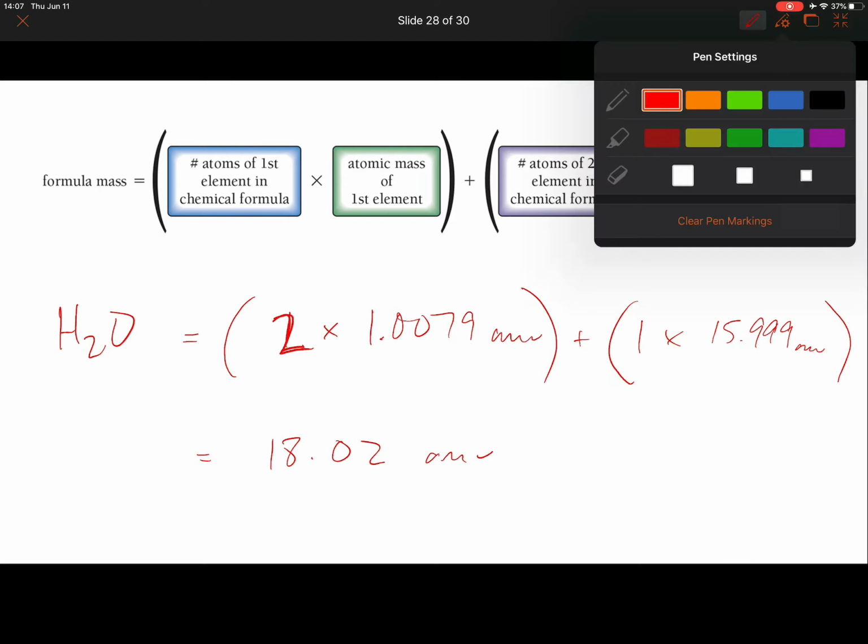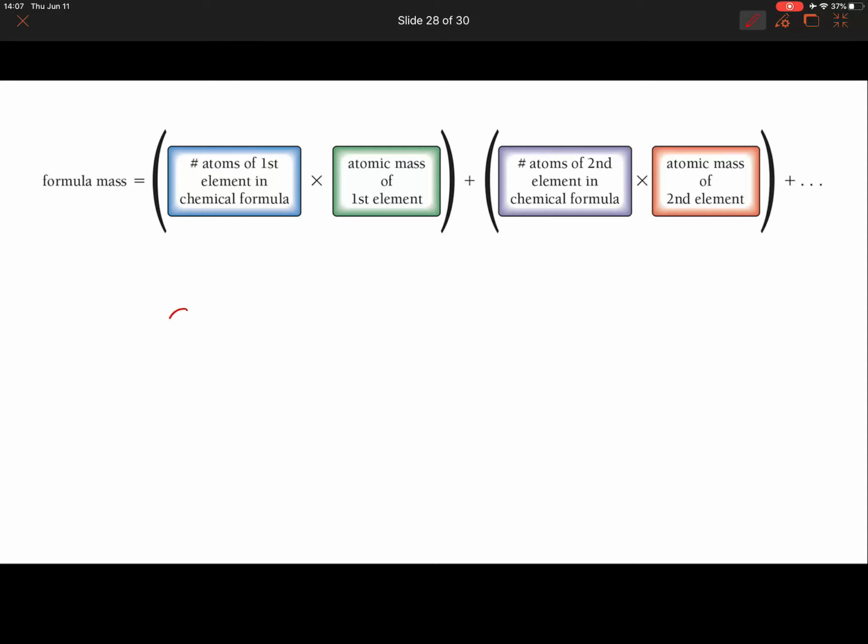Try doing this yourself with glucose. Figure out the formula mass of glucose, and then figure out the formula mass of an ionic compound like aluminum nitrate. This will be really good practice. We're going to continue this in Chapter 6 when we look at quantities, chemical quantities.